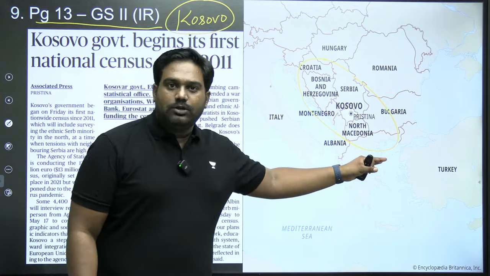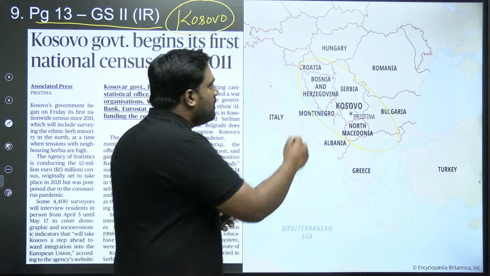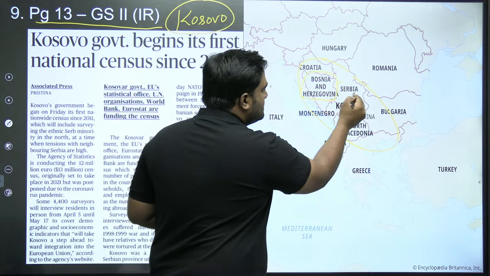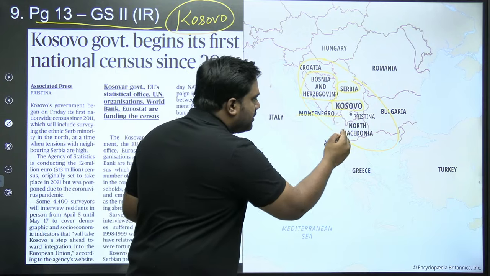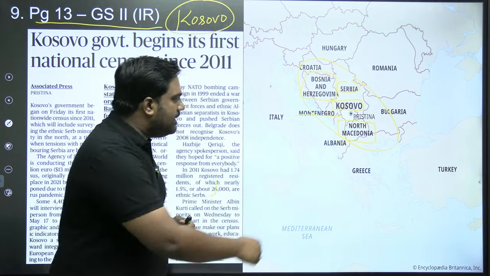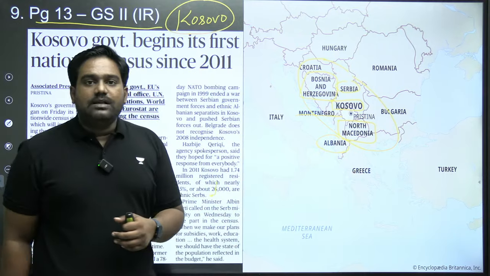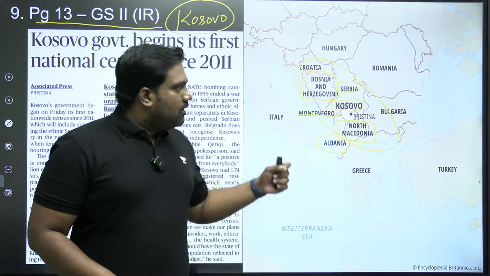The southeastern part of Europe, where you have countries like Bosnia, Herzegovina, Serbia, this is where Kosovo is located, Montenegro, North Macedonia, Albania, etc. These are the Balkan states, all right?